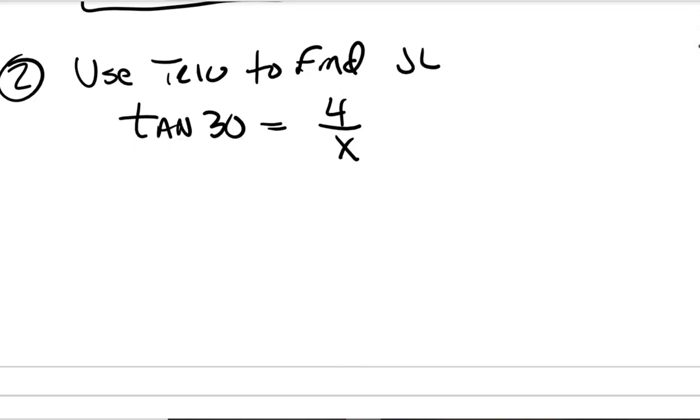But I'm going to show you a hack here, and that's just going to be called the switch. So the tangent of 30 and the x, you just switch them up. The x is going to go where the tan 30 was, the 4 is going to go on top, and then tangent of 30 goes on the bottom. Now, in our directions, it said to round everything to the nearest tenth. So to find the value of x, this is where we've got to go calculator.